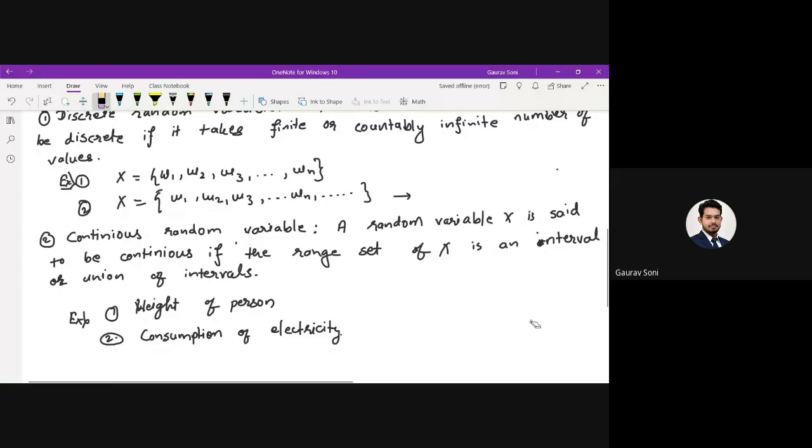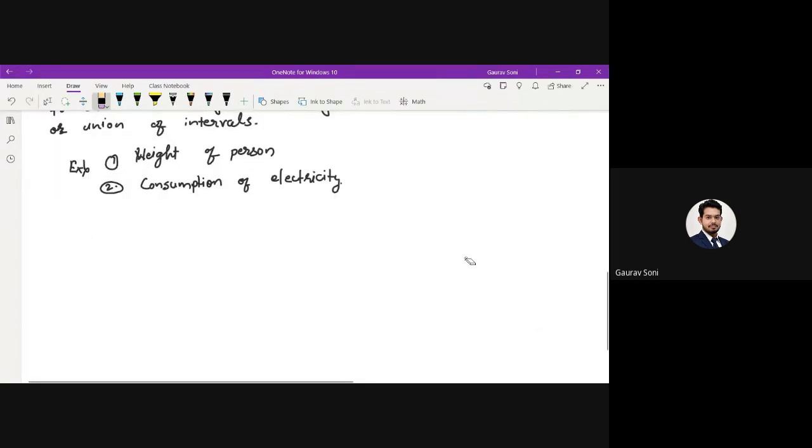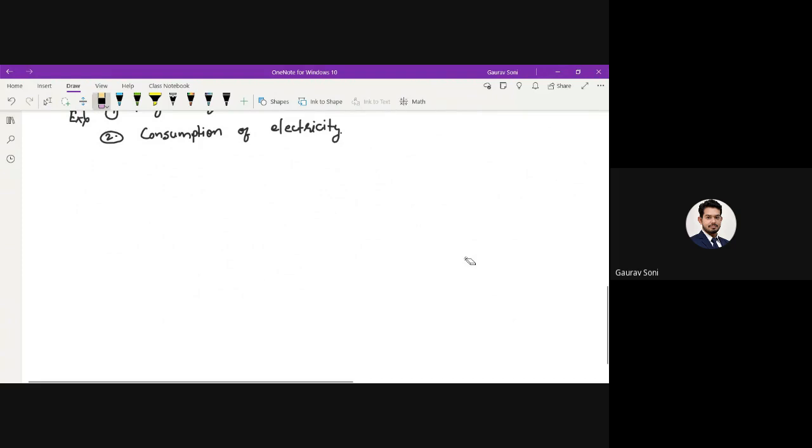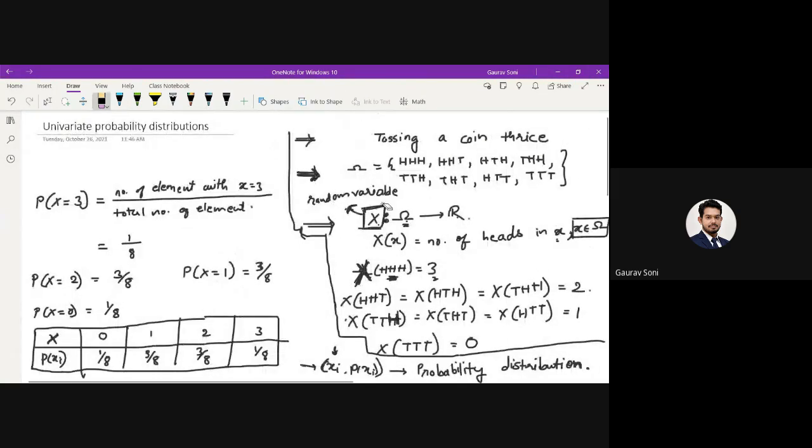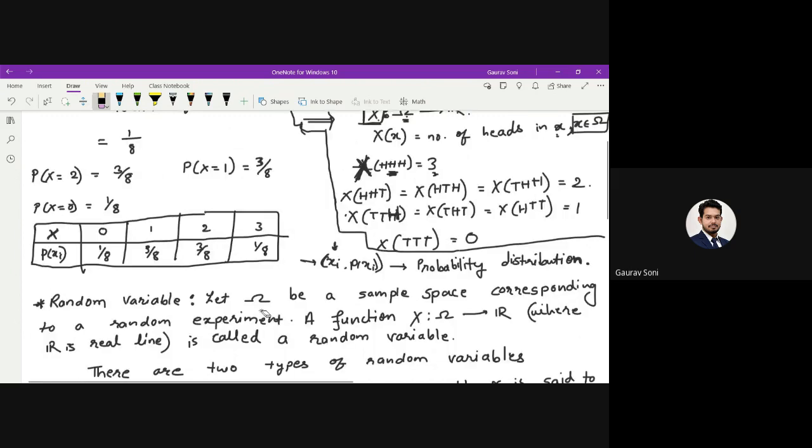Once we have defined both of them, now we will look at the probability distributions for each case. We have already done the probability distribution for each value of x in the first example itself. Just for revision: I have defined the random variable, I've got the values of the random variable 0, 1, 2, and 3. For each value of x, I have a certain probability, and this is called the probability distribution.